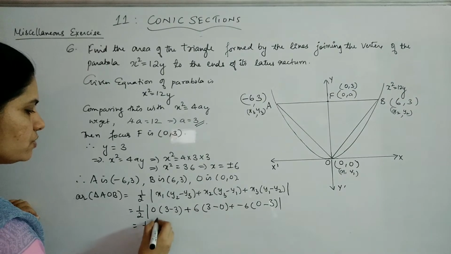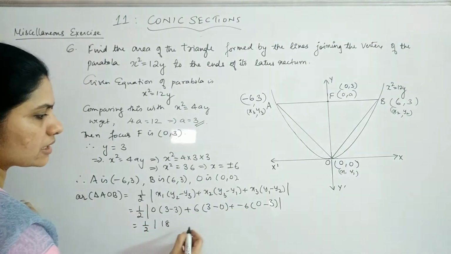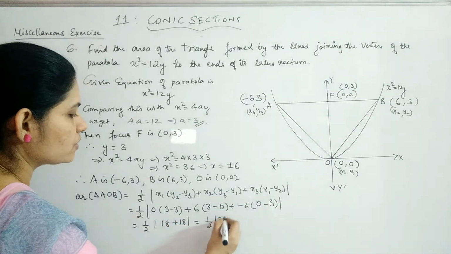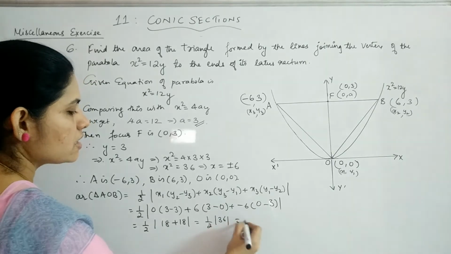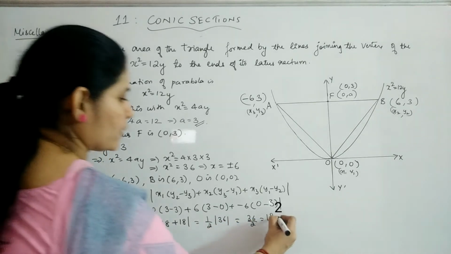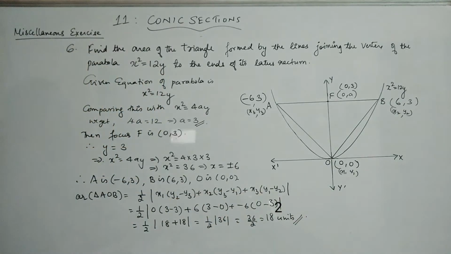So half into, here nothing, here you will have 18, this is minus into minus, so it is plus 18, that is half into 36. Anyway it is positive, so you can say 36 by 2, which is 18 units. So this is the area of the triangle joining the 3 points (minus 6, 3), (6, 3) and (0, 0).